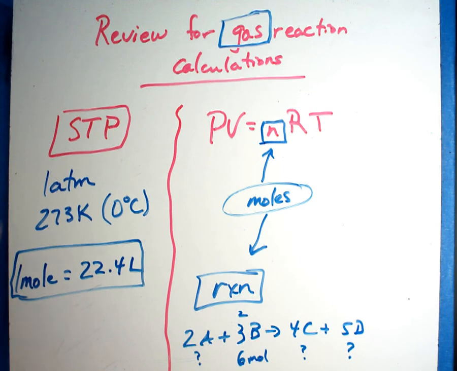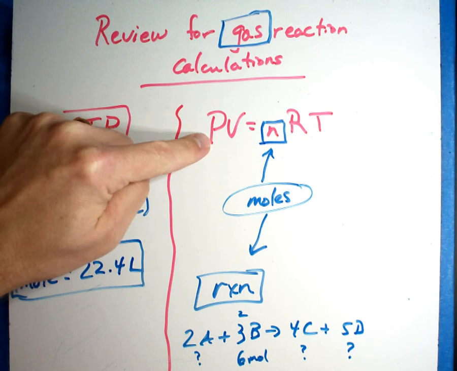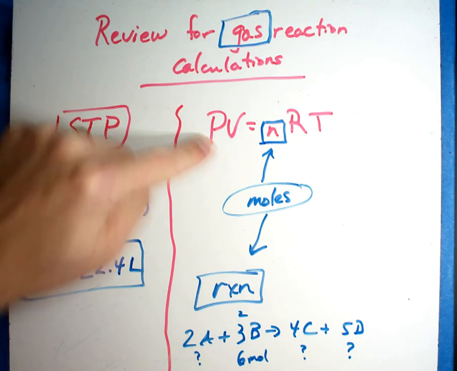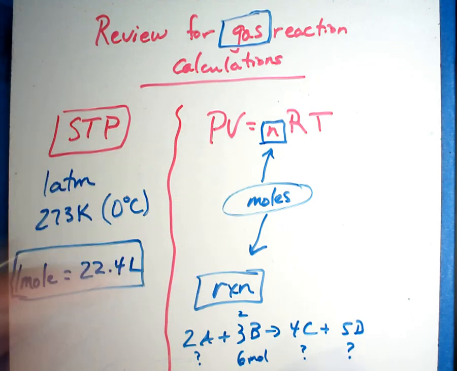If you do not have this pressure and temperature, then you're going to try to use PV equals nRT to get your moles, which will put straight into the reaction. So that should be a helpful hint when you go to work these problems.